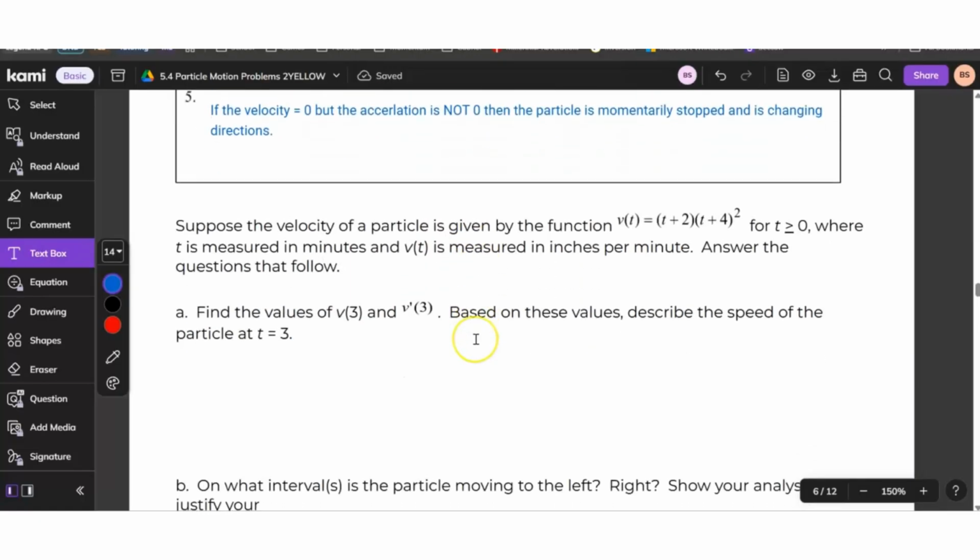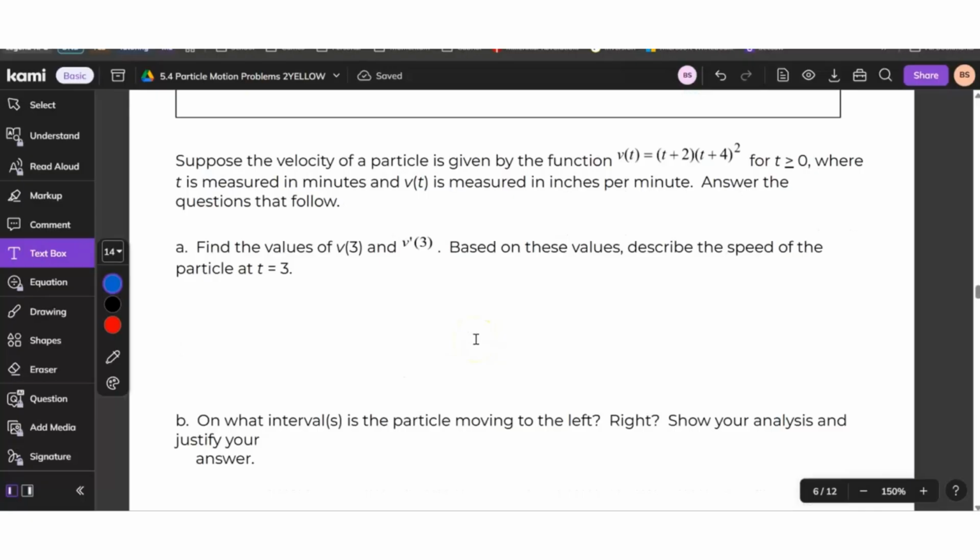All right. So suppose the velocity of a particle is given by the function v of t is equal to that, for t is greater than 0, which is pretty much always what we're going to do, because t being less than 0 would mean we have to go back in time. Where t is measured in minutes and v of t is measured in inches per minute. Find the values of v of 3 and v prime of 3.